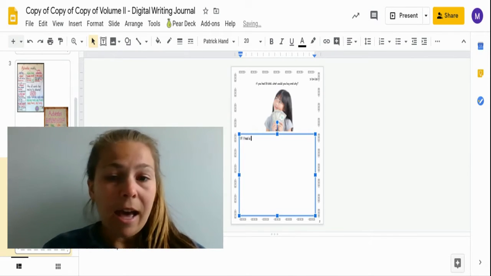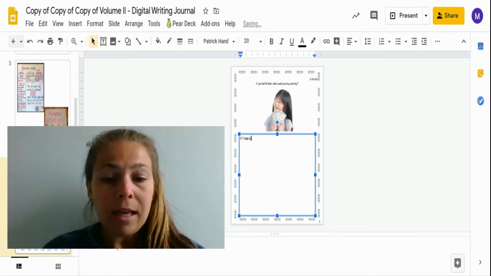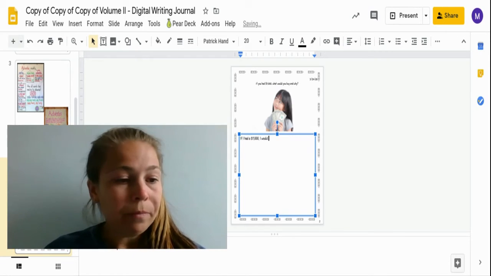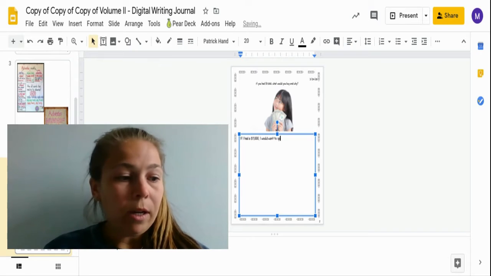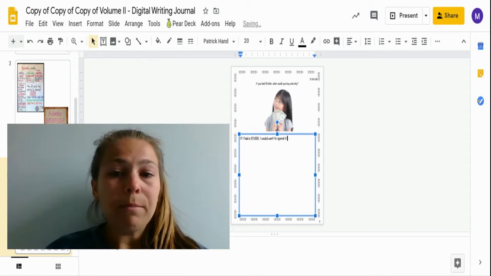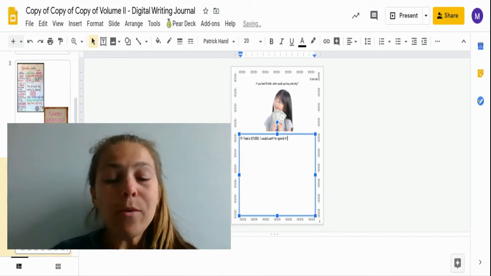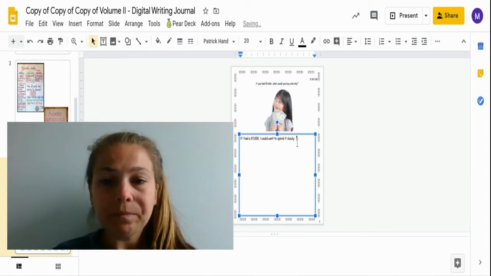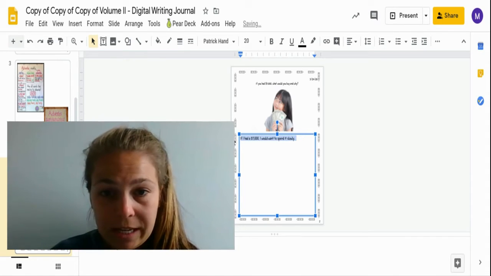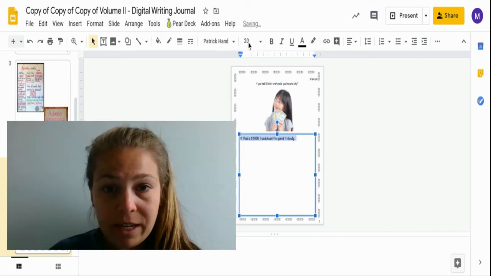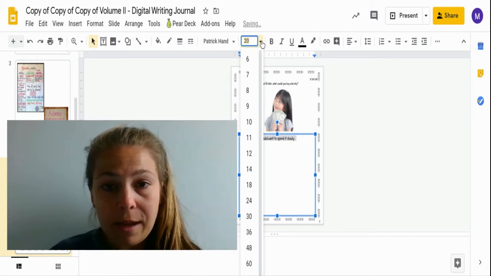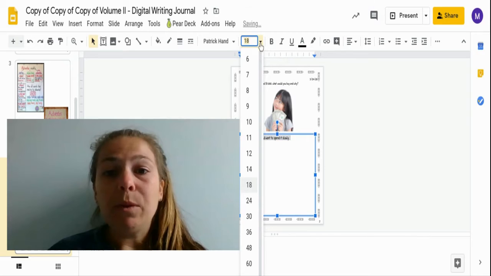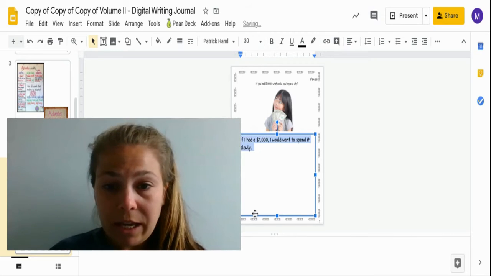If I had $1,000, I would want to spend it. How? I would want to spend it slowly. Okay, so slowly is one of the adverbs that I just used to describe my verb of spend. How would I spend it? I would want to spend it slowly.